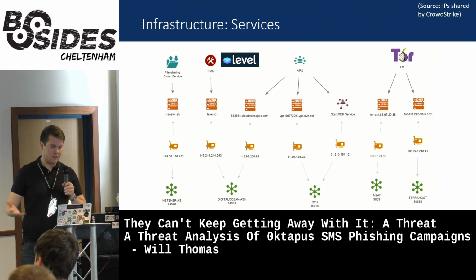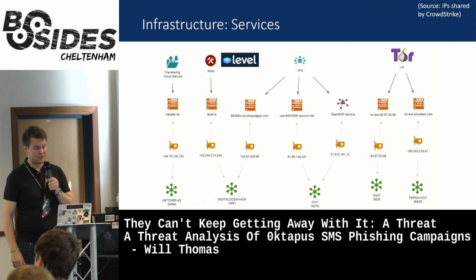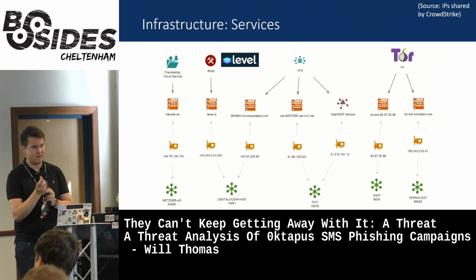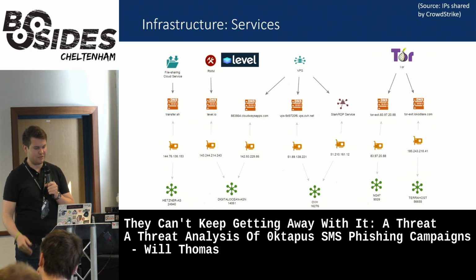they use things like cloud, file sharing cloud services, VPS, and Tor. And this kind of highlights the high-level operational security by these threat actors as well, relying on proxy services to conceal their connections.